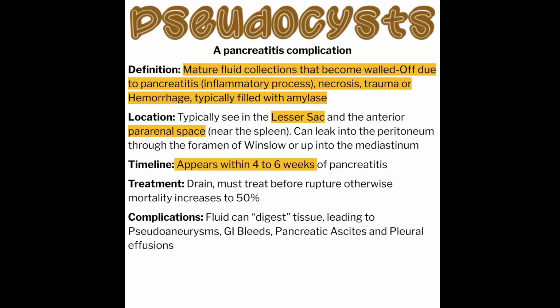Treatment for pseudocysts, they must be drained. Otherwise, if they rupture, we're very concerned because that patient has a 50-50 chance of dying after it ruptures. The biggest problem with the pseudocyst is that it is digestive fluid within the body. And if we start to see that fluid hanging around areas such as blood vessels, then the fluid can eat through the wall of the blood vessel, and it can start to cause lots of issues with bleeding within the abdomen.